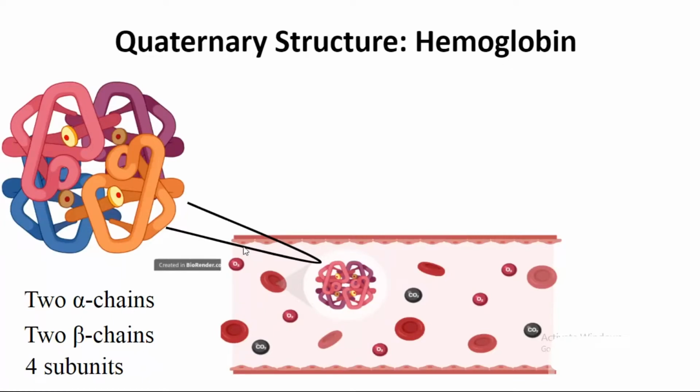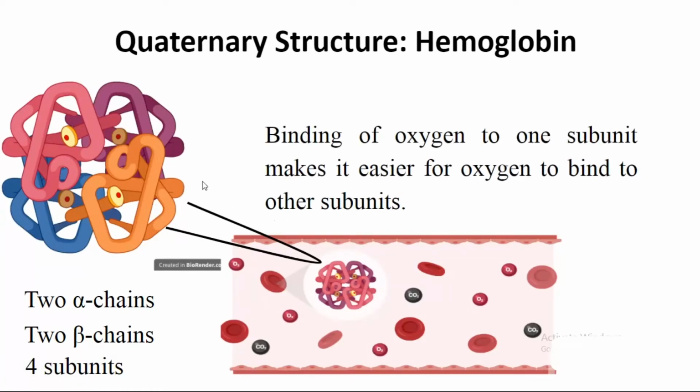How? If oxygen binds to one subunit of hemoglobin, it influences a drastic change in other subunits in such a way that those subunits also become capable of oxygen binding. So the binding of oxygen to one subunit makes it easier for oxygen to bind to the other subunits. This is because of the change in the structure after binding of the first oxygen.